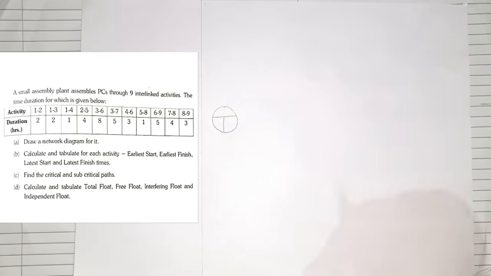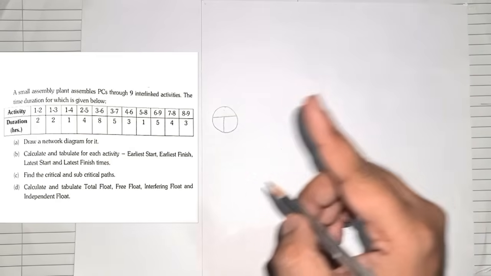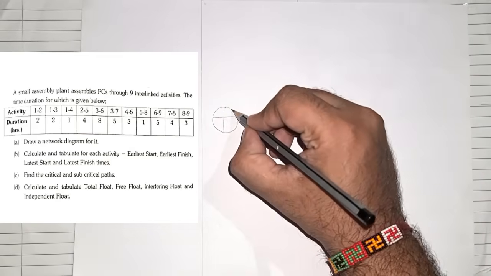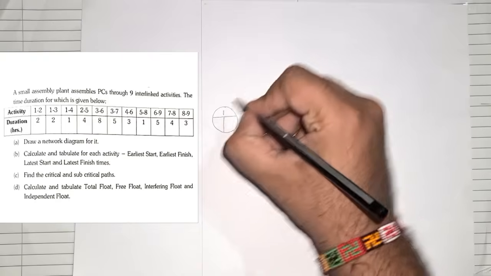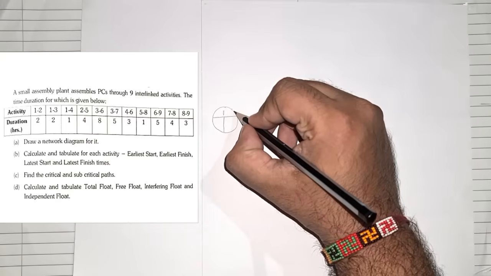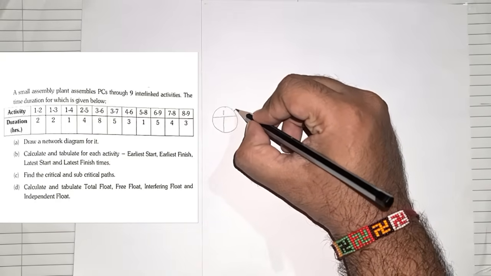This is node number 1. Now they are giving you activity 1 and 2, 1 and 3 and 1 and 4. So we have activity, this is activity 1. Here activity 1 and 2 is there.